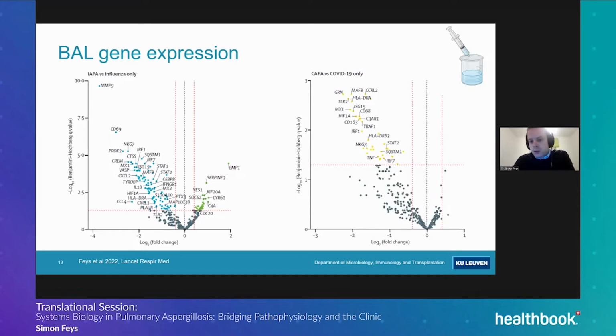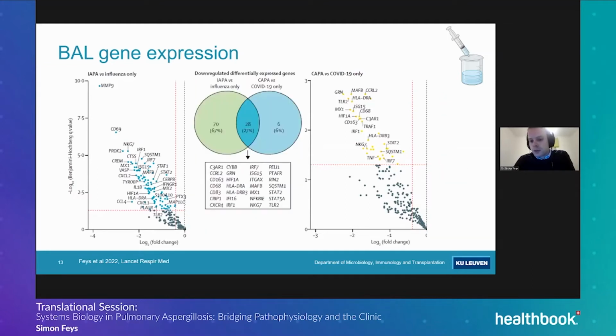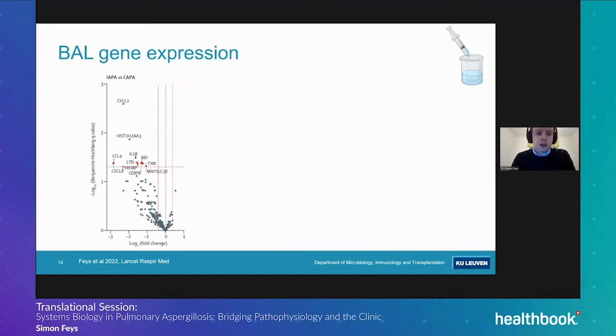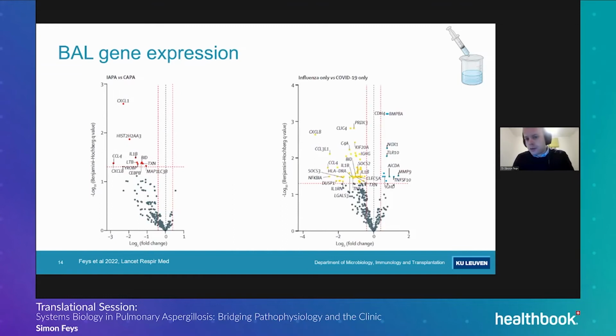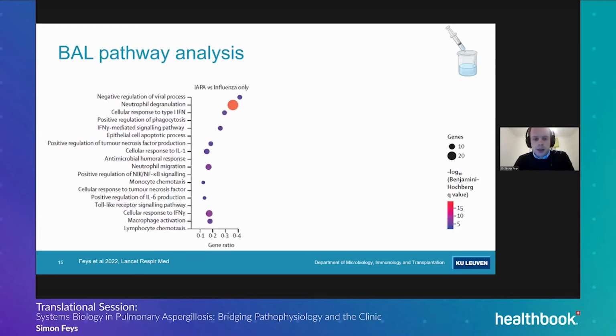When looking at a CAPA versus COVID-19 only comparison, we see fewer genes that are significantly downregulated, but the volcano plot is also heavily skewed. Almost all of these genes are also downregulated in the VAPA versus influenza-only comparison, and are mostly genes related to type 1 and type 2 interferon signaling. When comparing VAPA versus CAPA and influenza-only versus COVID-19 only, we mainly saw downregulation of pro-inflammatory genes.